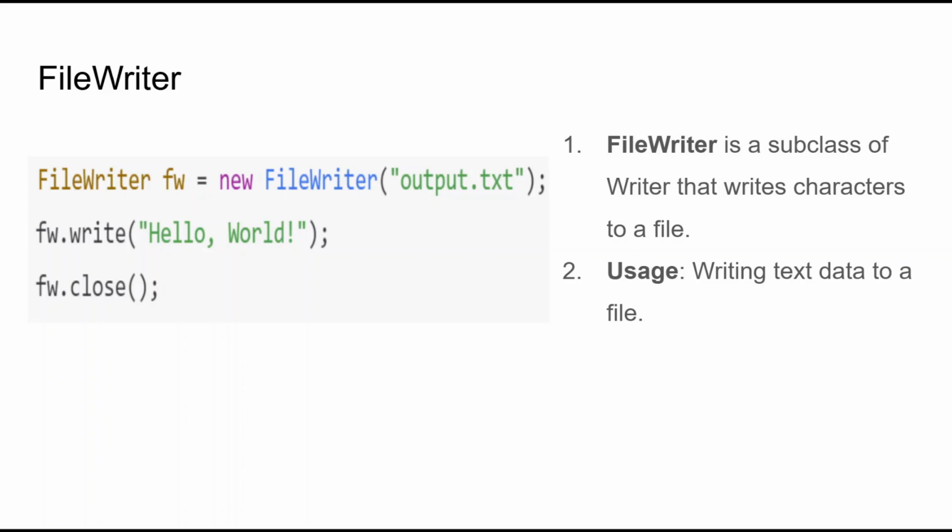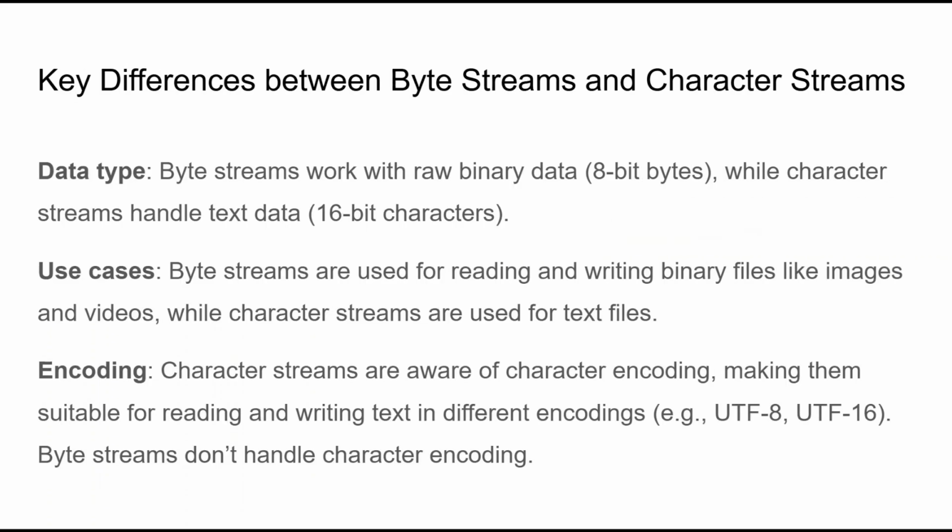Okay, so let's see what the key differences are between byte streams and character streams. Before that, I am going to clarify for you. Using byte streams, you can handle every type of data. But if encoding is a must in a human-readable format, then go with the character streams. Character streams are more specific to human-readable text formats. So let's see the differences. Data types: byte streams work with raw binary data, 8-bit, while character streams handle text data, which is 16-bit.